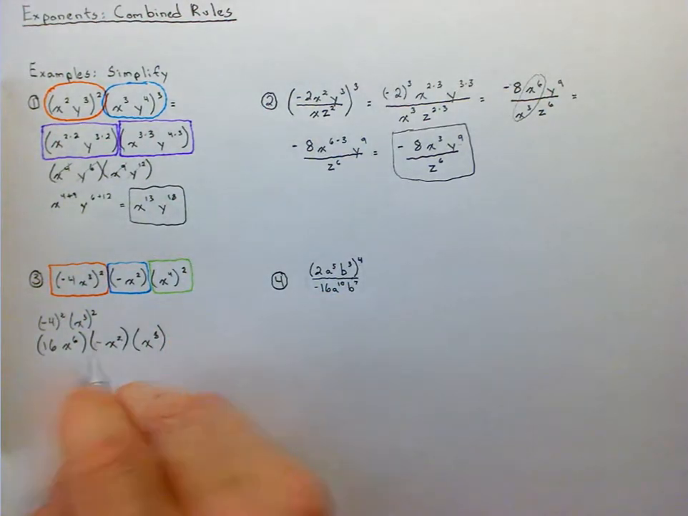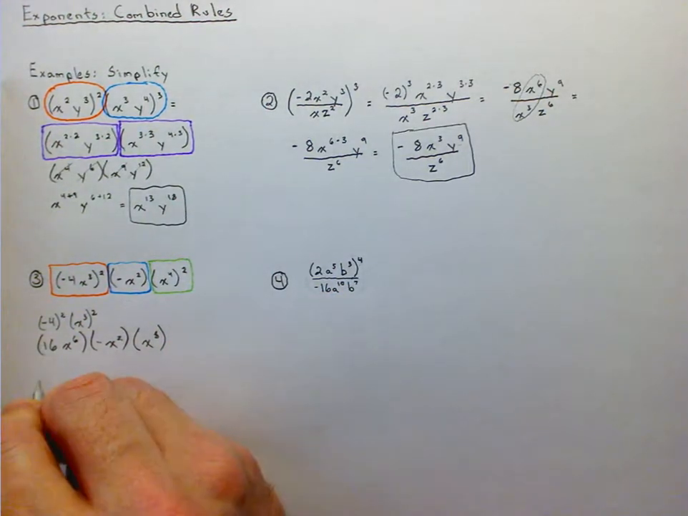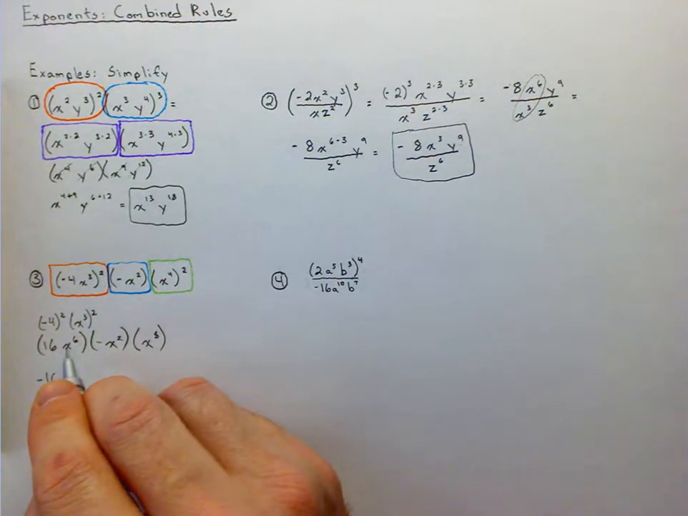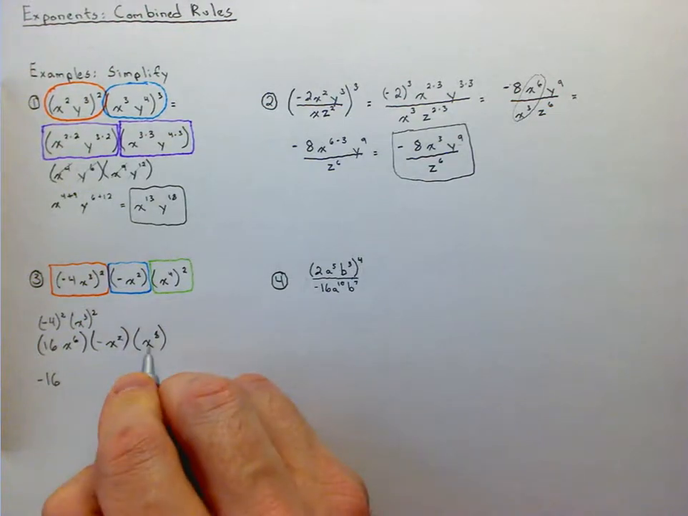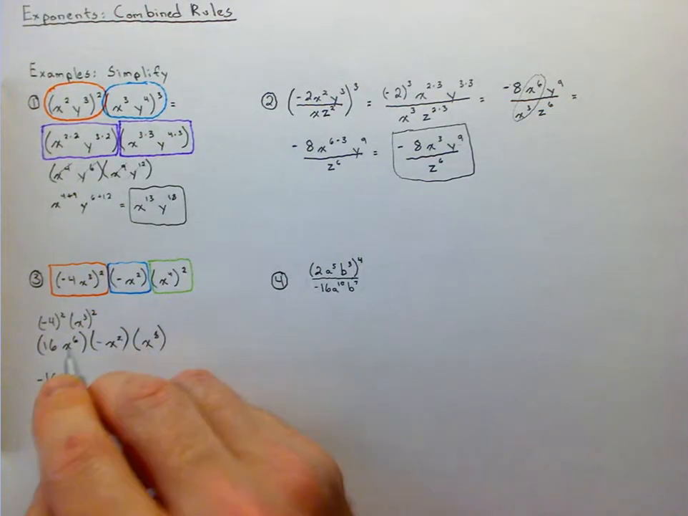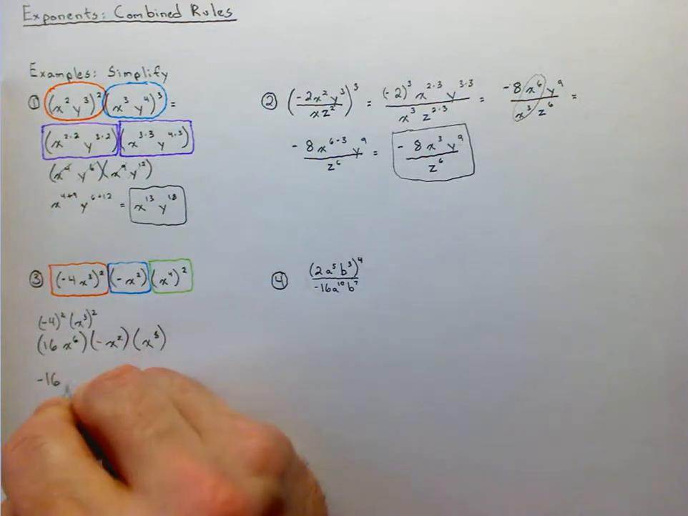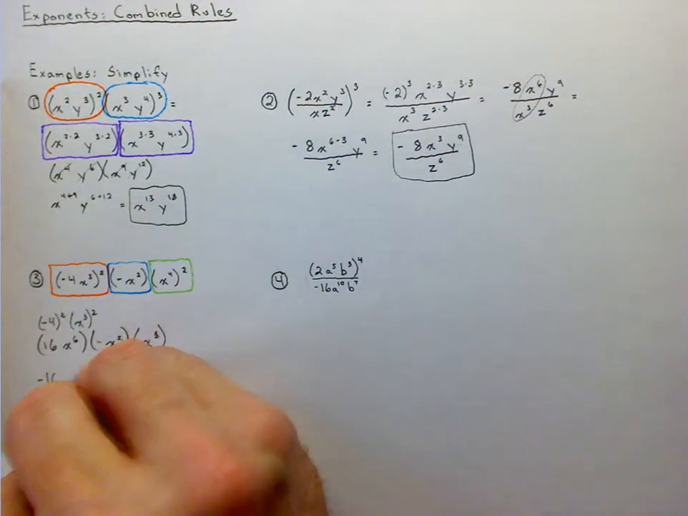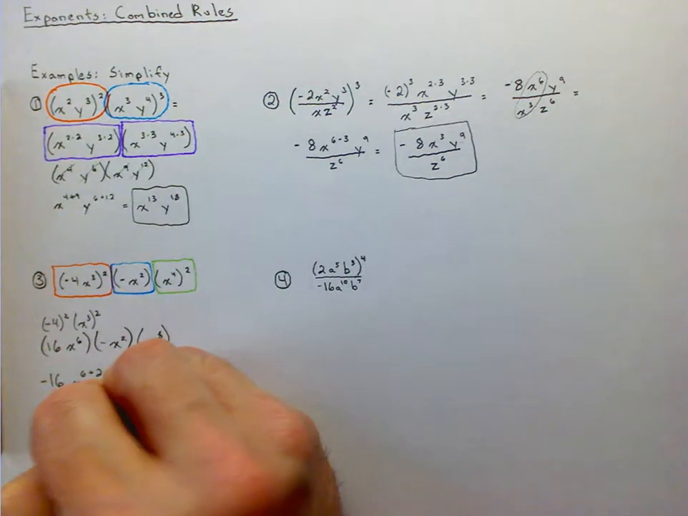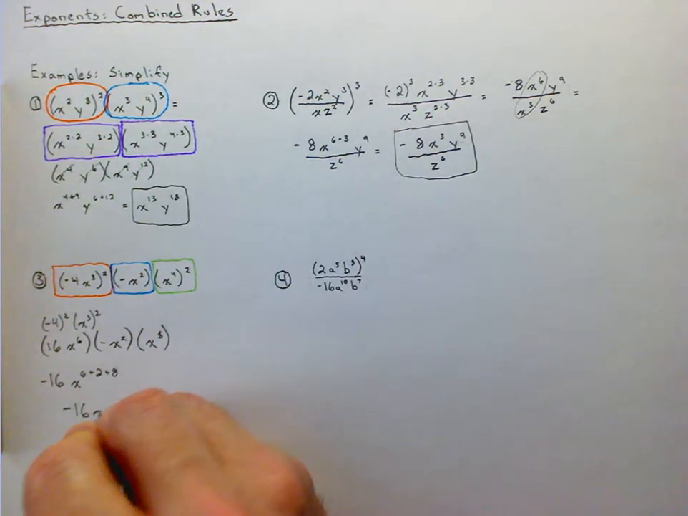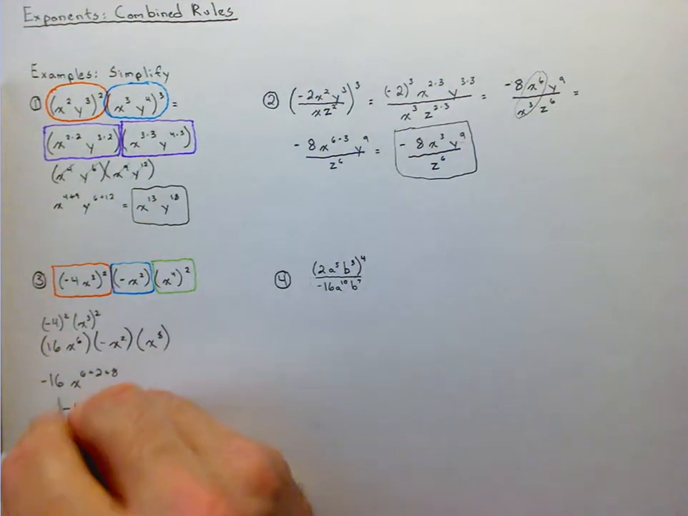So I can pull out the negative and the 16, so I have negative 16. And this is all the same base, x, x, and x. That's product. So what does my product rule tell me? Add those exponents together. So that is x to the 6 plus 2 plus 8. So a negative 16 x to the 16th power.